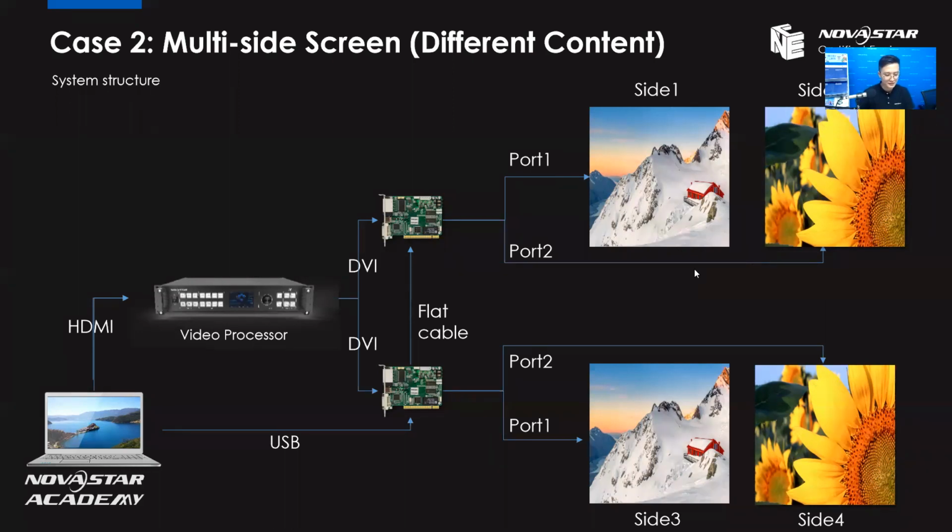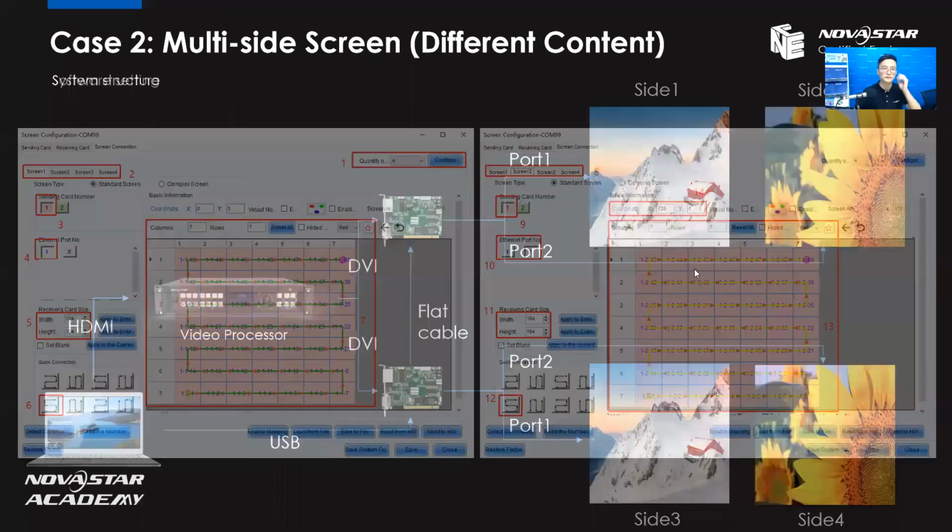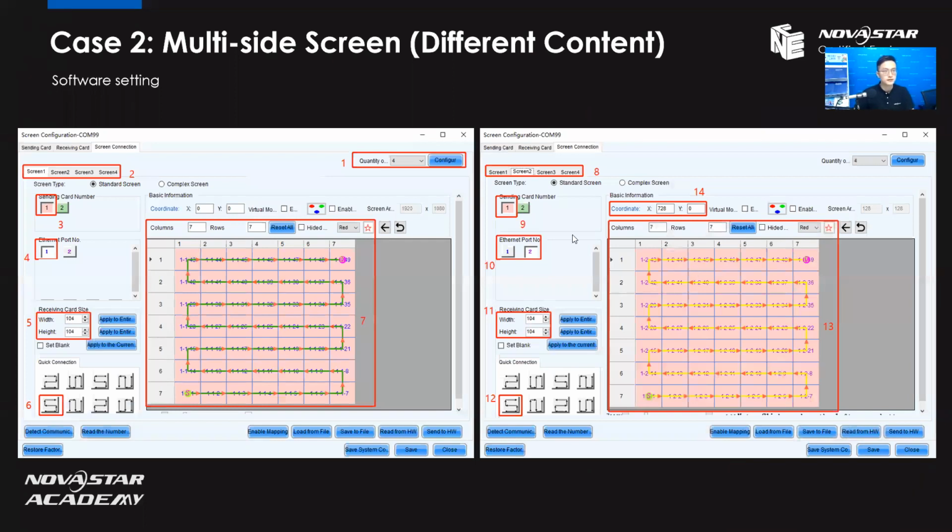Let's see more details about how to set it up in the Nova LCT software. You need to know that we are doing 4 screens, so now the screen quantity is 4, not 2. I set the quantity to 4 and click configure. You will see screens 1, 2, 3, and 4 pop up here.